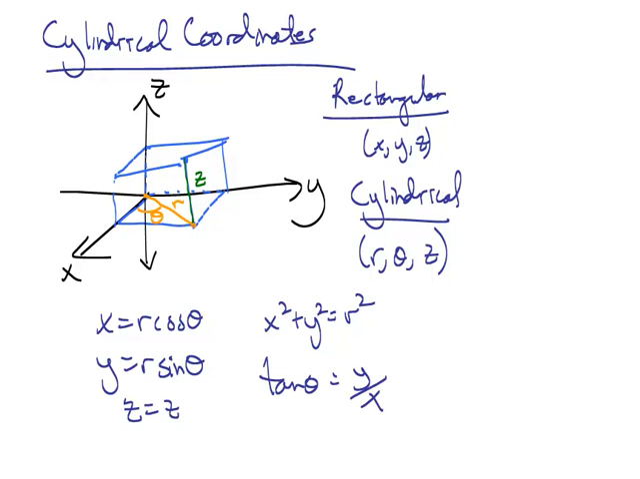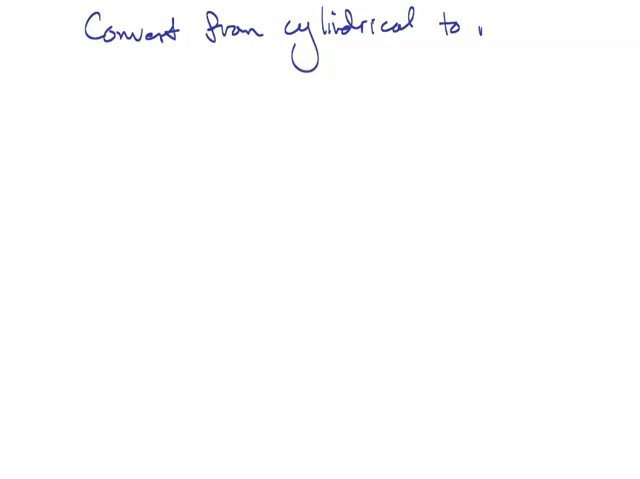So let's take a look at an example or two of converting from, say, cylindrical to rectangular. So let's suppose we want to convert from cylindrical to rectangular. We should be able to go both ways, but let's try it this way first. And let's look at this first one here. And let's suppose we have 5 comma pi comma 3e, and we want to go from that to rectangular.